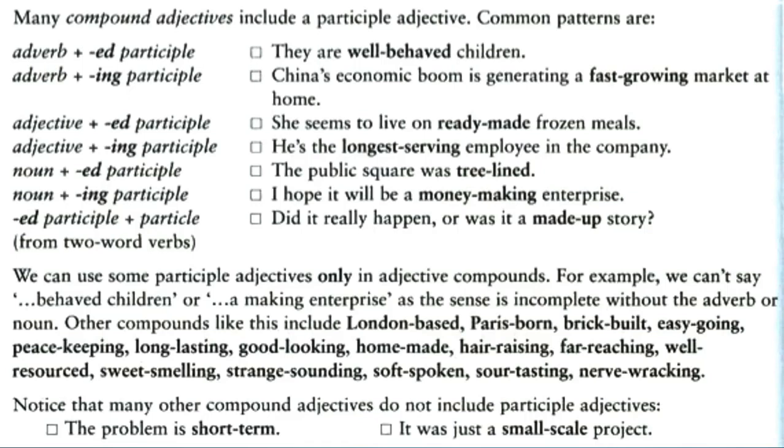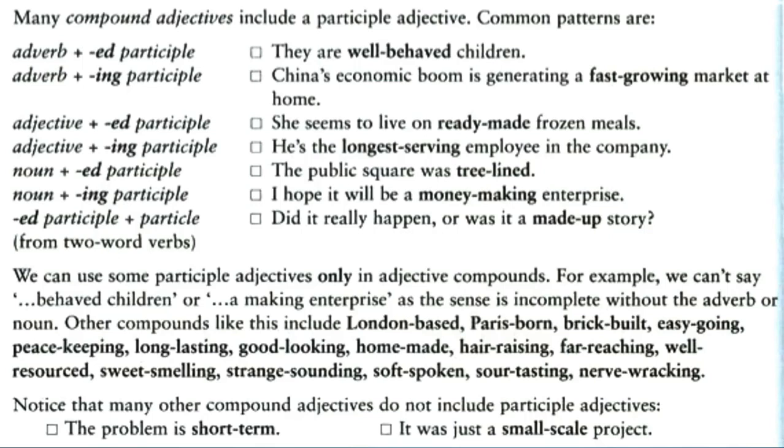Noun plus ed participle. The public square was tree-lined. Noun plus ing participle. I hope it will be a money-making enterprise. Ed participle plus particle from two-word verbs. Did it really happen, or was it a made-up story?